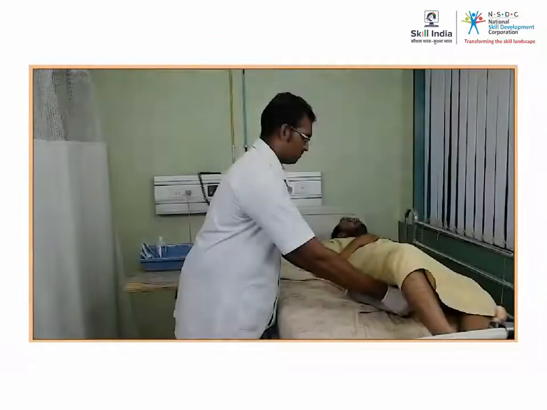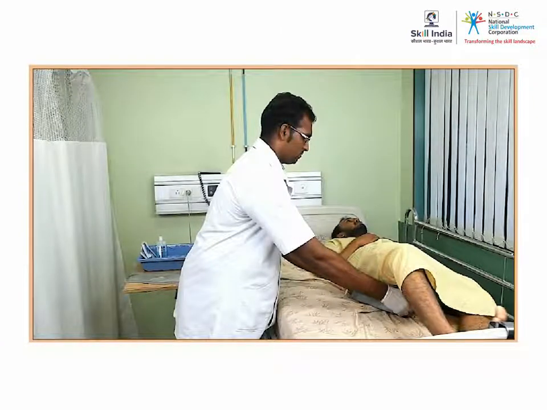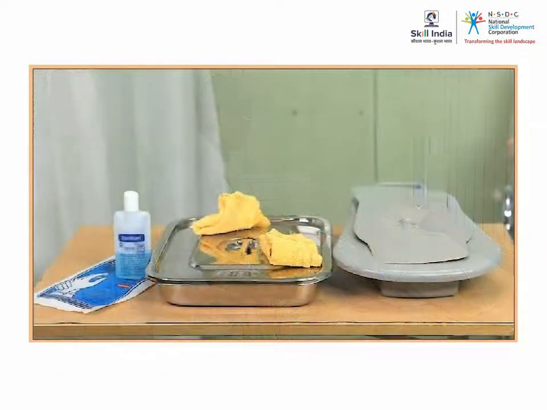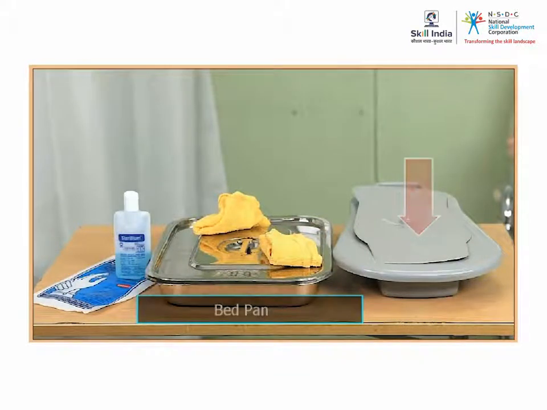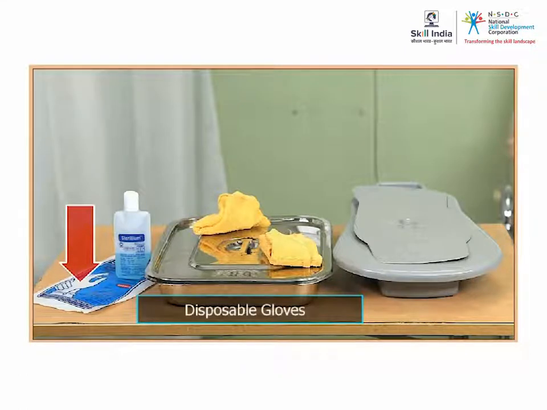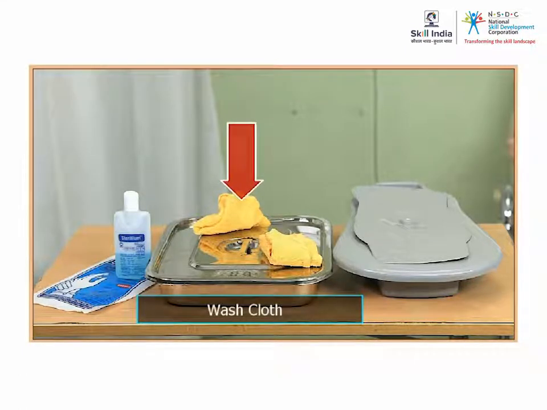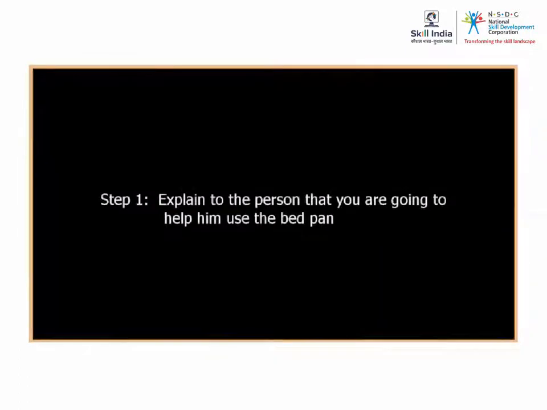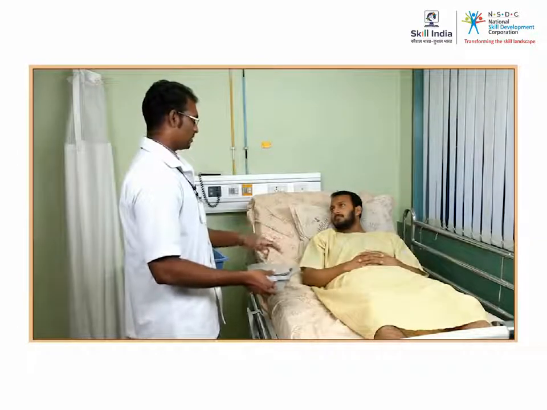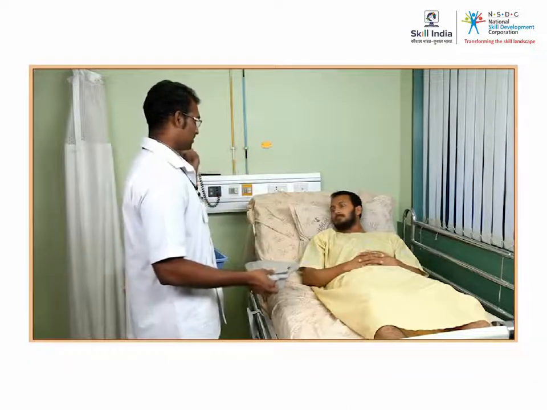Placing the bedpan for use. In order to help a patient with the bedpan, you must put the following items within easy reach of the patient: a bedpan, a basin with warm water, disposable gloves, and washcloths. Explain to the person that you are going to help him use the bedpan. This can ease any fear or uncertainty he may have.